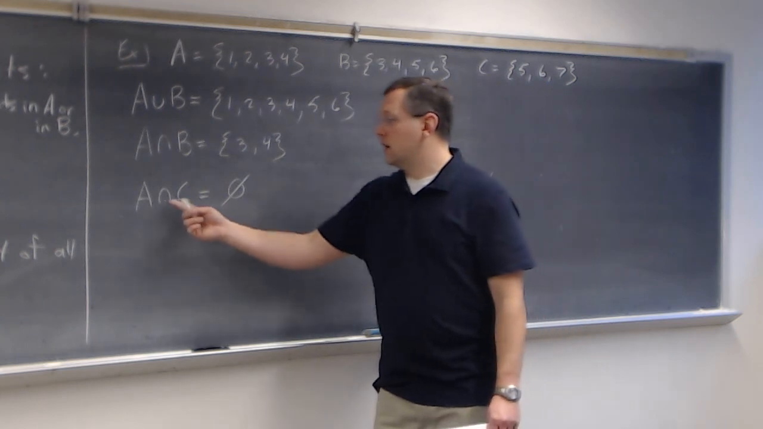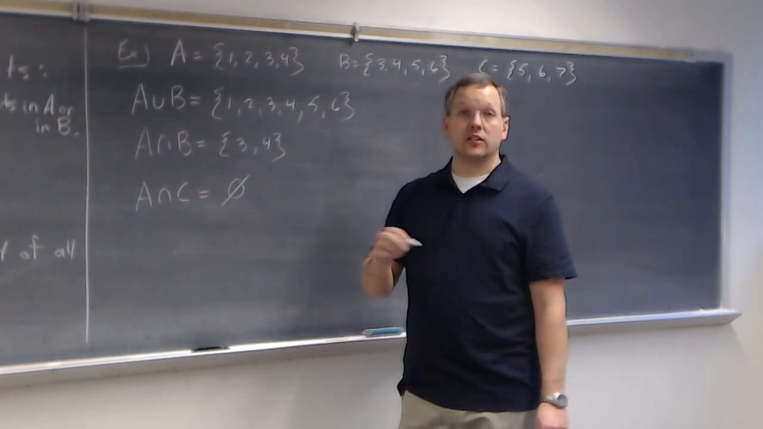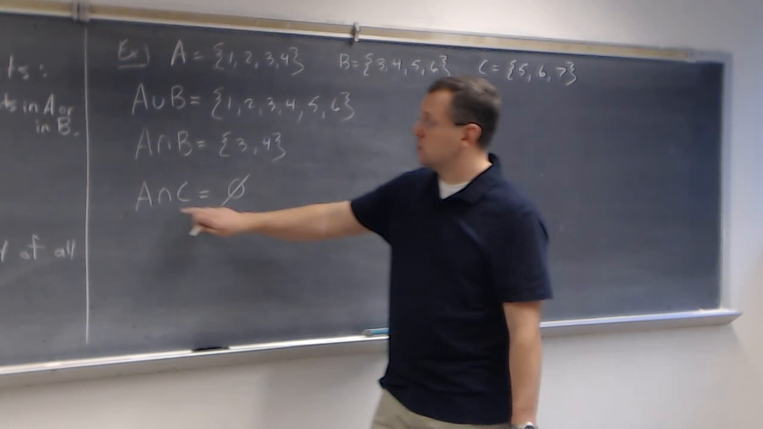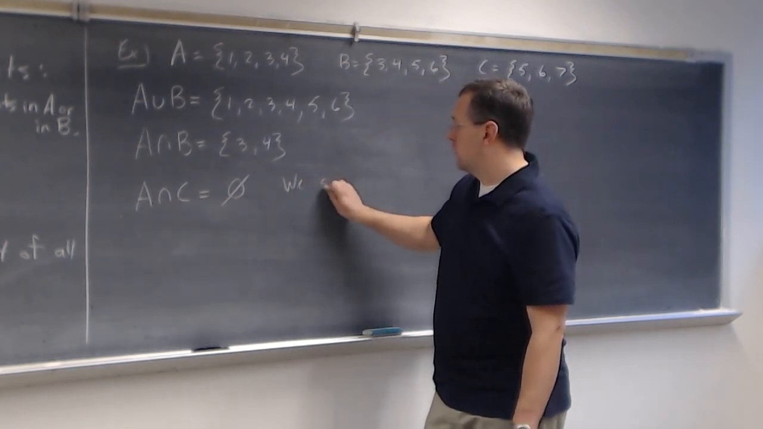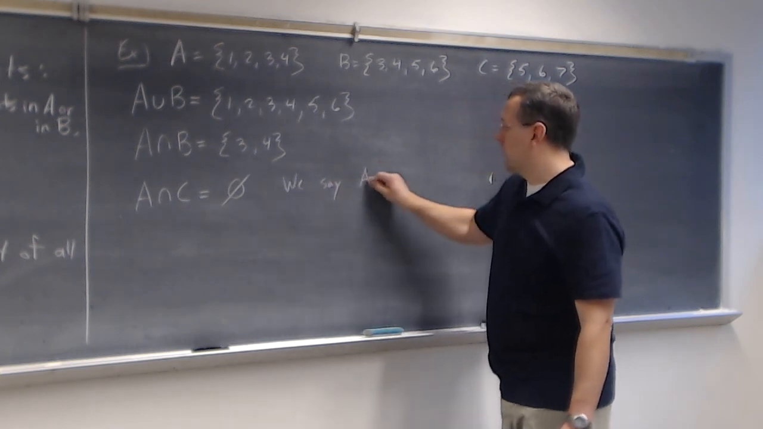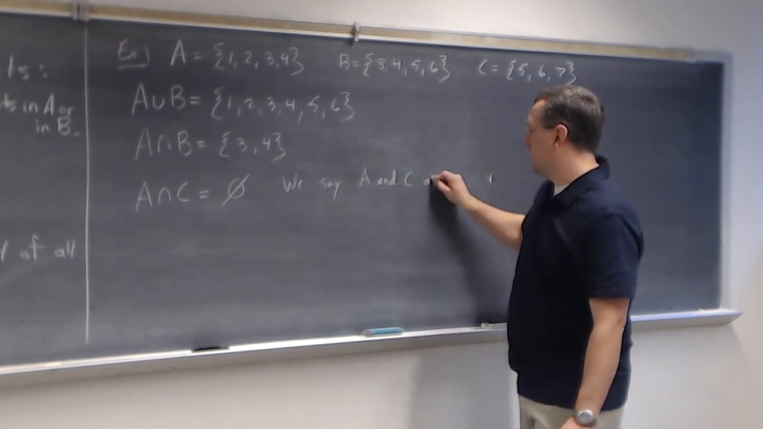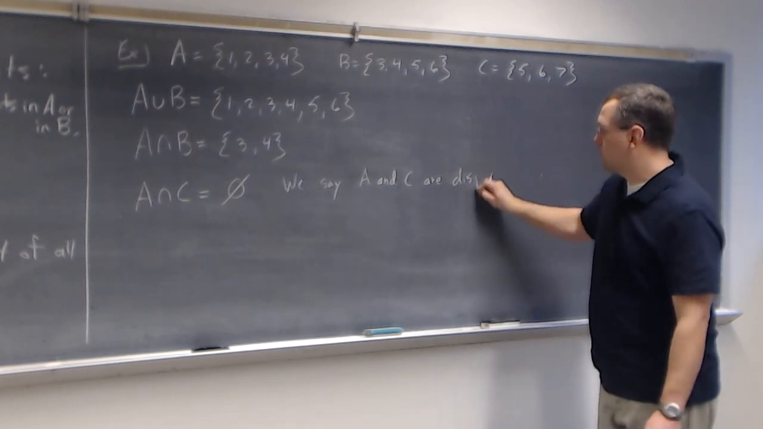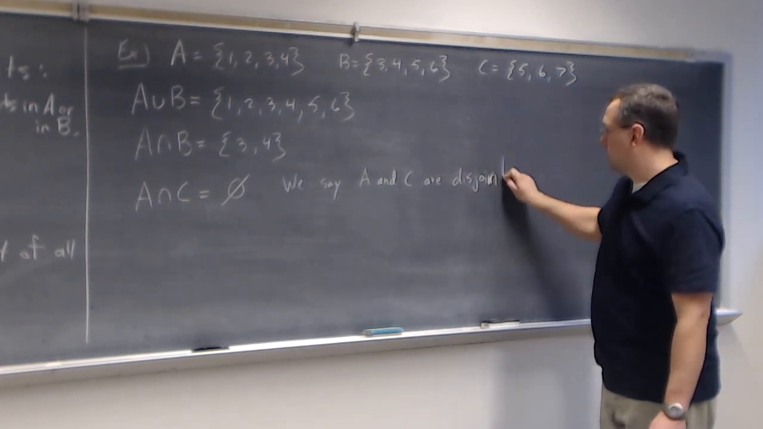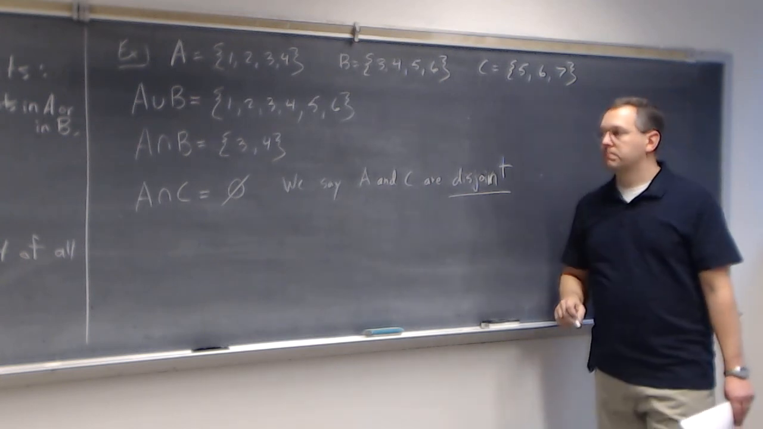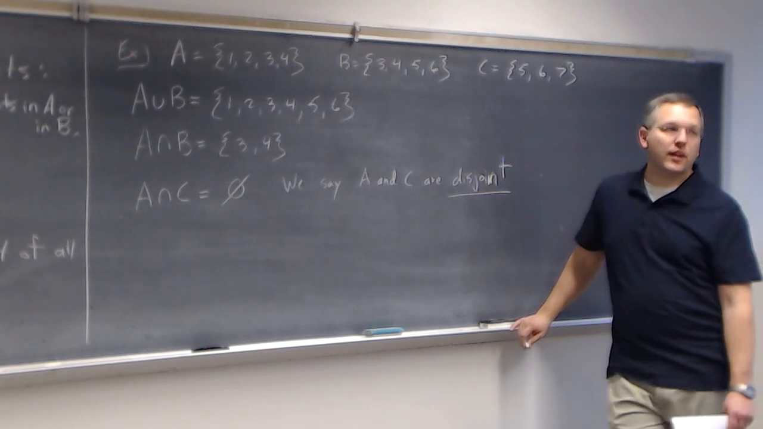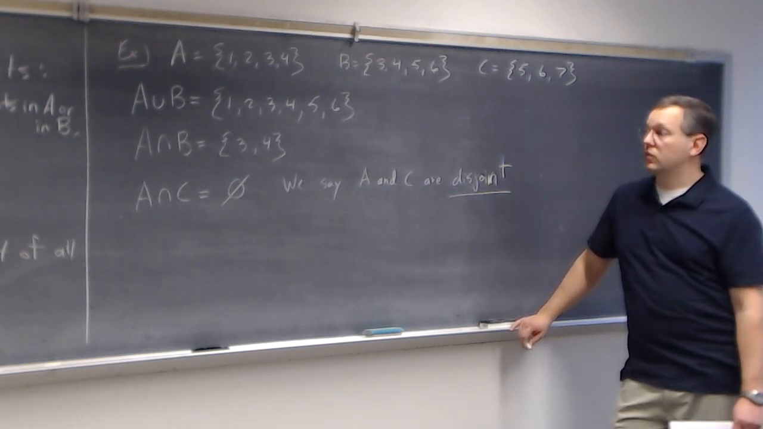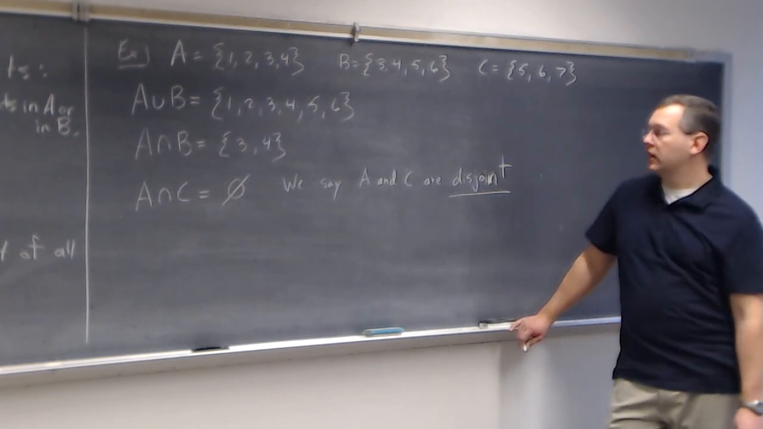In this case, if the intersection of two sets is empty, we say that these two sets are disjoint. We say A and C are disjoint. If there's nothing in the intersection, there's no overlap within these two sets, so they're disjoint sets.